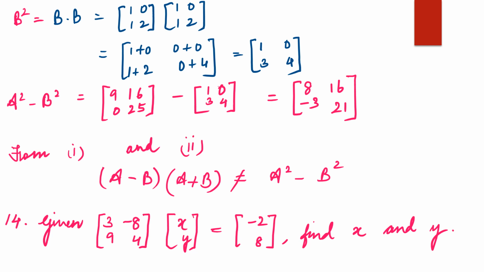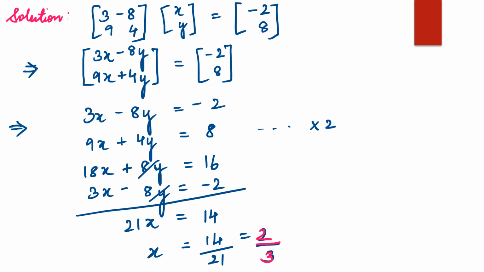14th question, given [3, -8; 9, 4] into [x; y] is equal to [-2; 8], find x and y. This type of question also comes in your exam, children, where two matrices are given equal and you have to find out the variables.